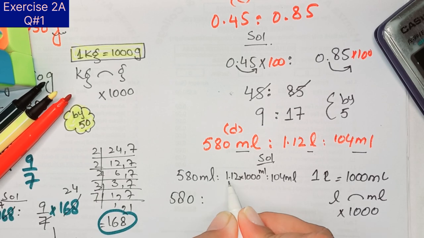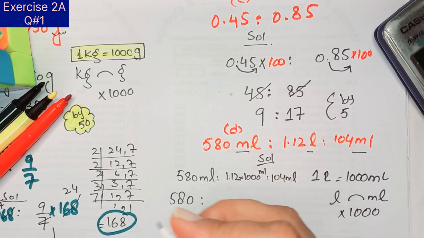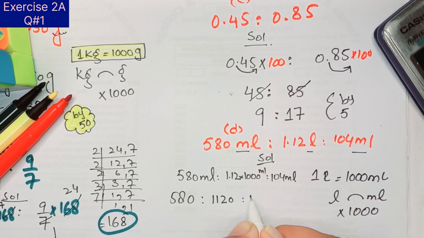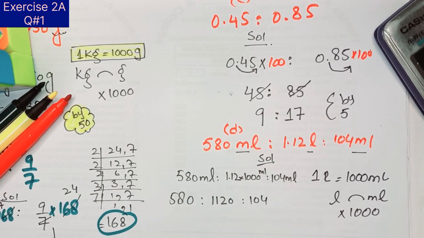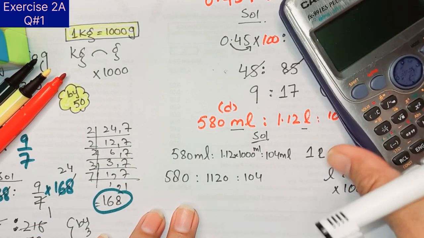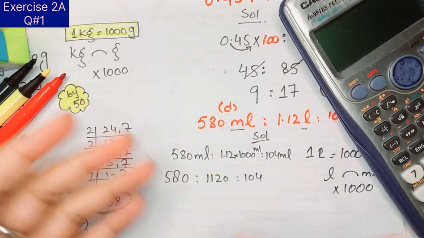580. Now multiplying by 1000 means that you have to move the decimal to the right. So it will be 1120. Now you don't have to write the unit because the ratio has no unit. The final simplification will be without unit. So now we have to simplify.